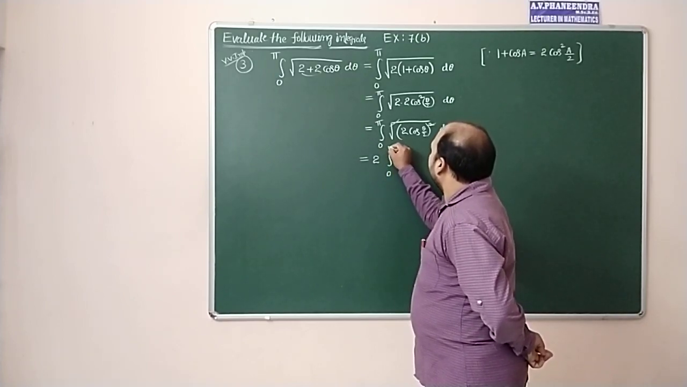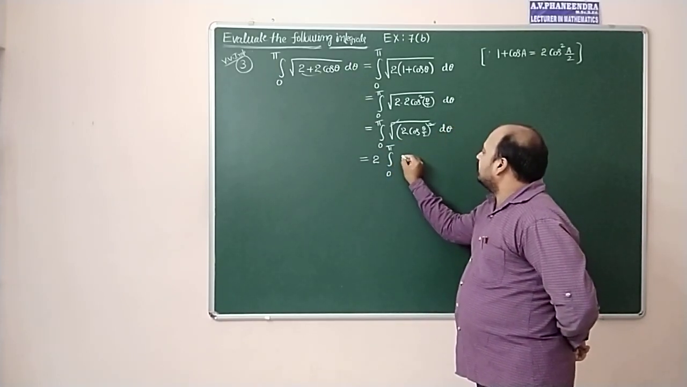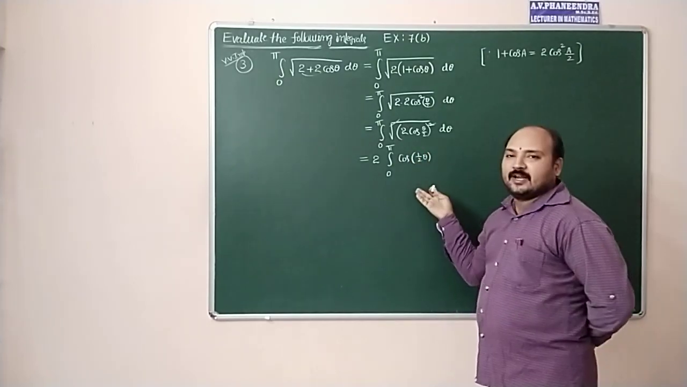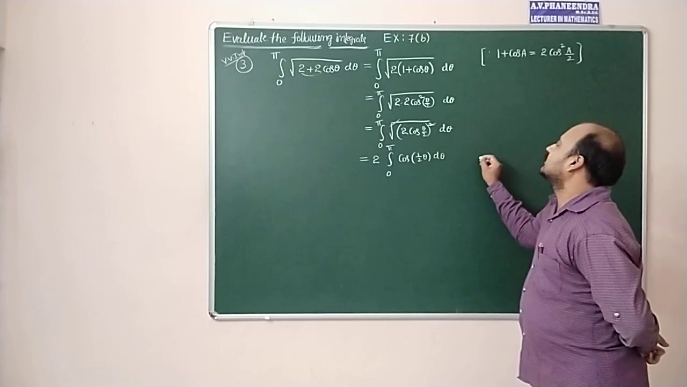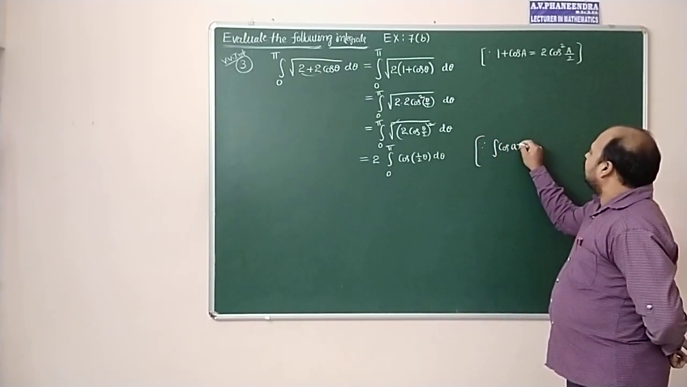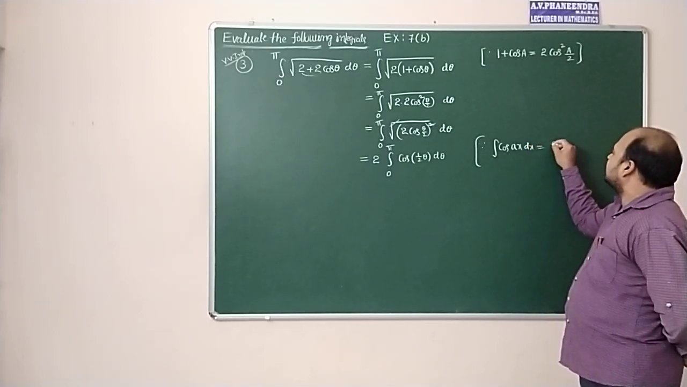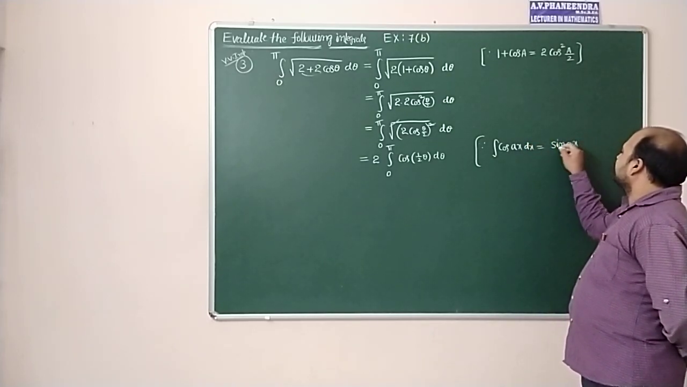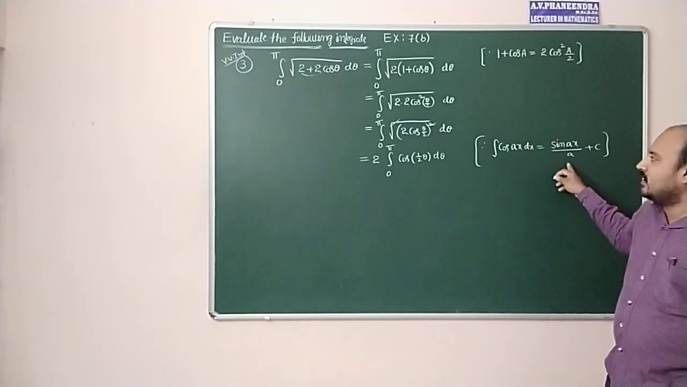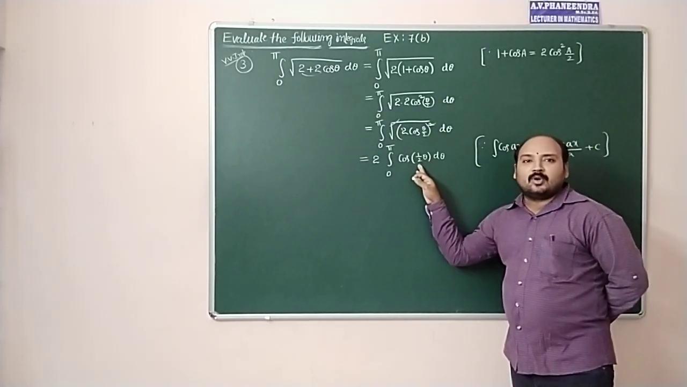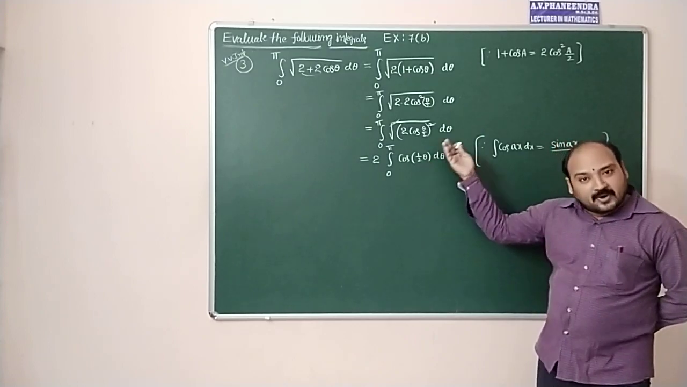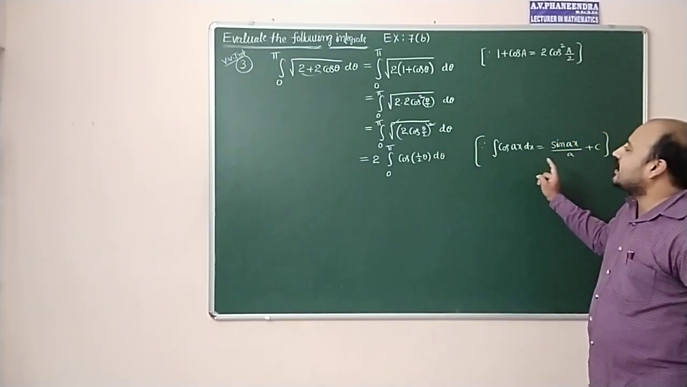Integral 0 to pi cos theta by 2, that we can write as cos 1 by 2 into theta. Why are we writing like this? I will tell that. Integral cos ax formula: integral cos ax is equal to sin ax by a. Whatever the x coefficient is, it will come into the denominator. So here theta coefficient is 1 by 2 now. Integral cos 1 by 2 theta means sin 1 by 2 theta by 1 by 2. That is the reason I wrote it this way.